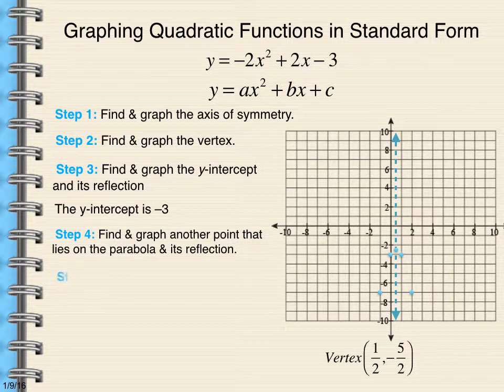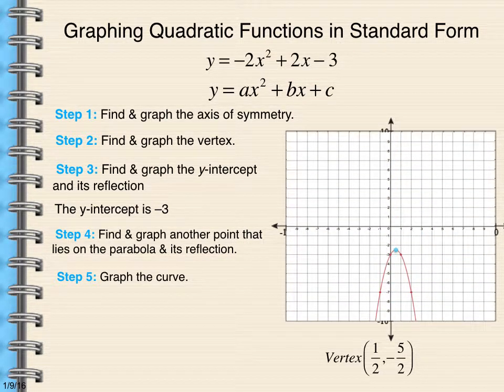And the last step is we're just going to graph the curve. We're going to connect these dots with a smooth curve. And this is our graph of our quadratic function y equals -2x² plus 2x minus 3.